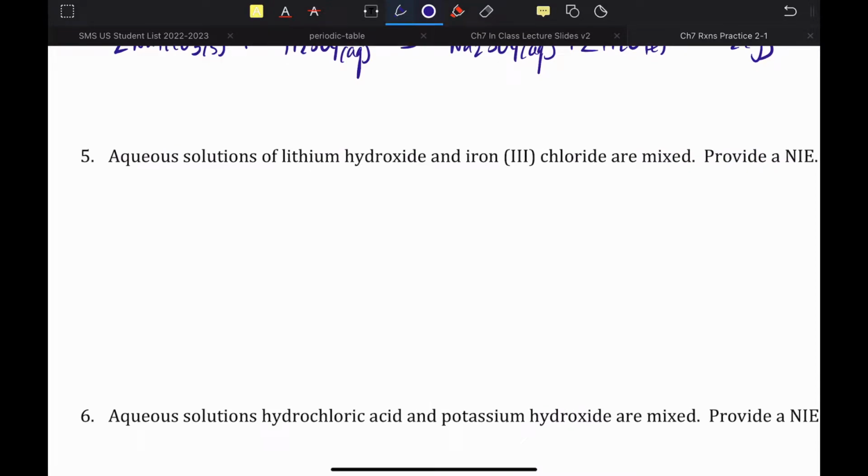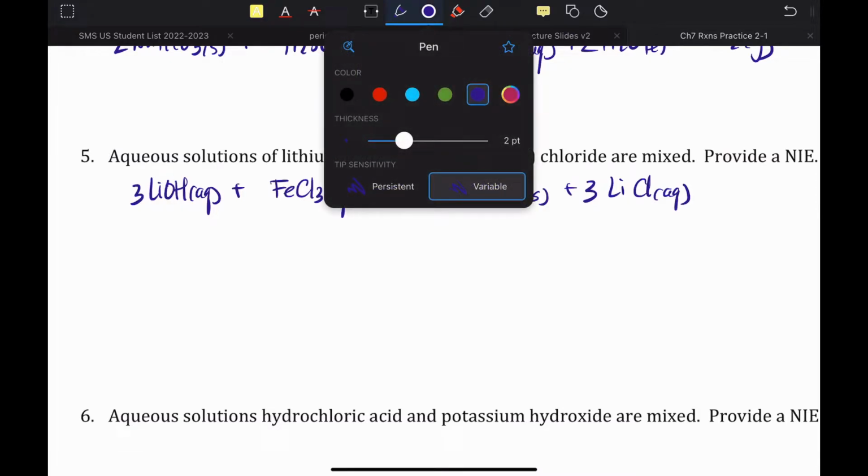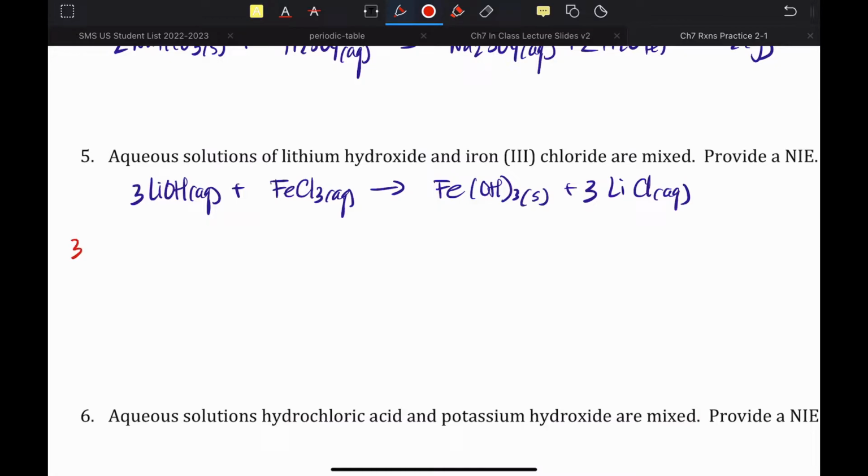All right, now we've got number 5, where we have aqueous solutions with lithium hydroxide. So we need a formula for that, and iron 3 chloride, formula for that. And then we'd look, switch the cations. So we would switch the cations, balance their charges to write new formulas. Iron 3 hydroxide is a solid because hydroxides tend to be insoluble, with exceptions being the always soluble ones, right? Lithium chloride is definitely soluble. There's water present, so it's aqueous, right?